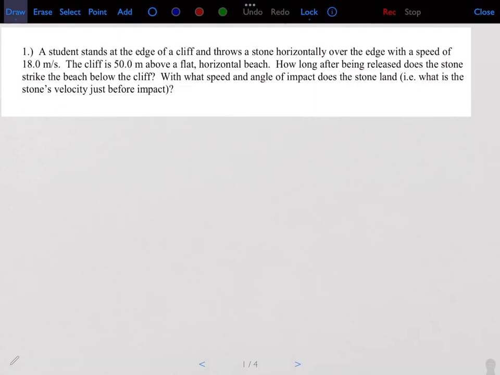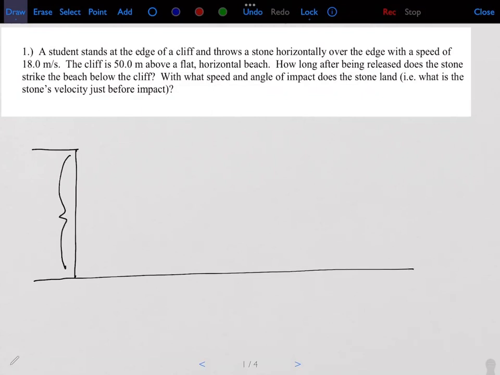Okay, so what I would do is I would draw a picture here. So we have this cliff, and we know that the height of this is 50. This height is 50.0 meters. The stone is thrown horizontally, so at like 0 degrees.